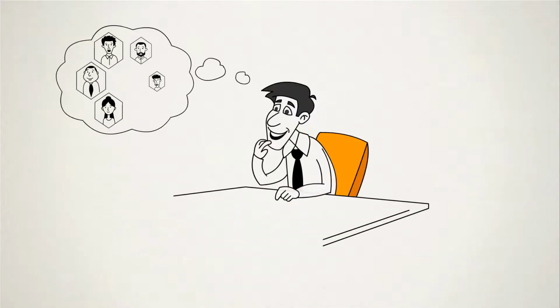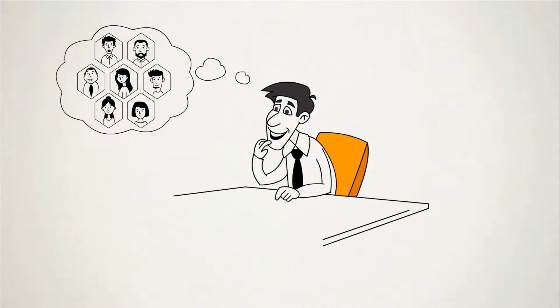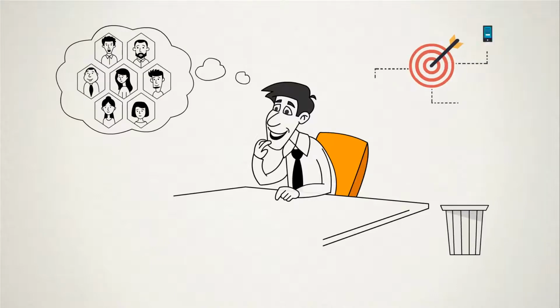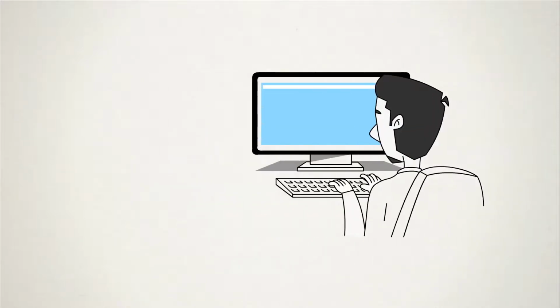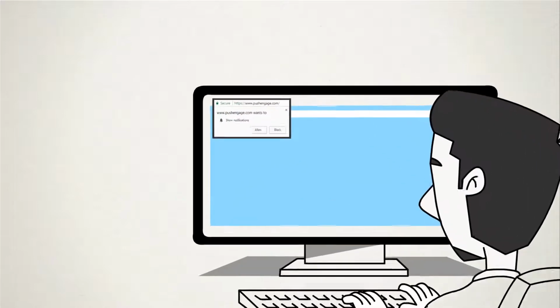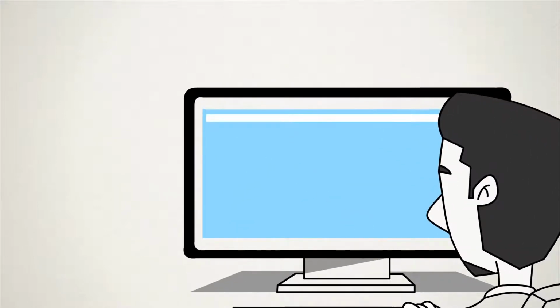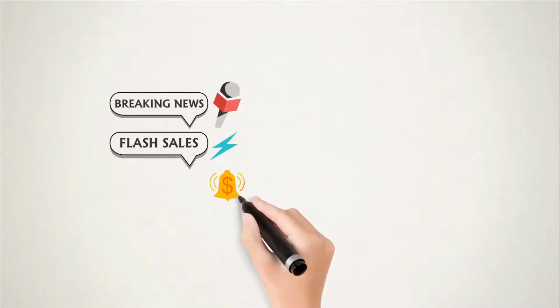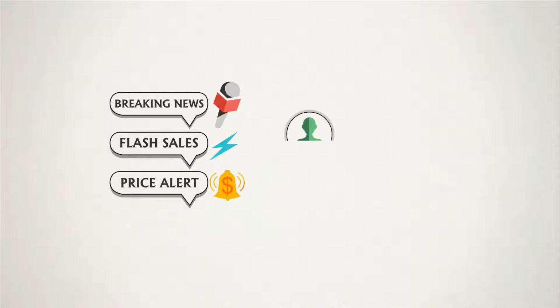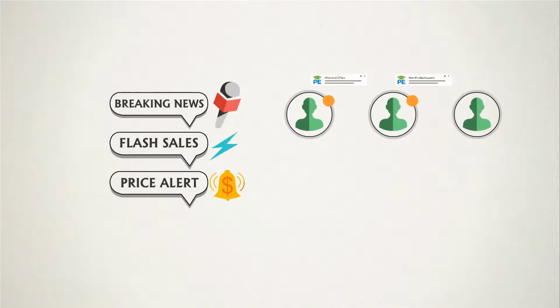Did you know that you can reach them even when they close your websites without annoying emails or retargeting them? Enter PushEngage. PushEngage allows you to leverage browser notifications in a personalized way. Once your subscribers accept to receive your notifications, you can send them breaking news, flash sale offers, personalized price alerts, send notifications based on what they searched or browsed on your site, and get the timing right.